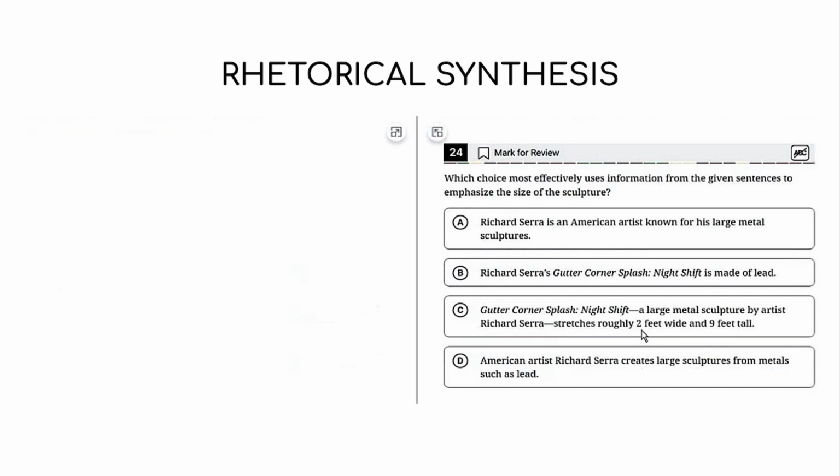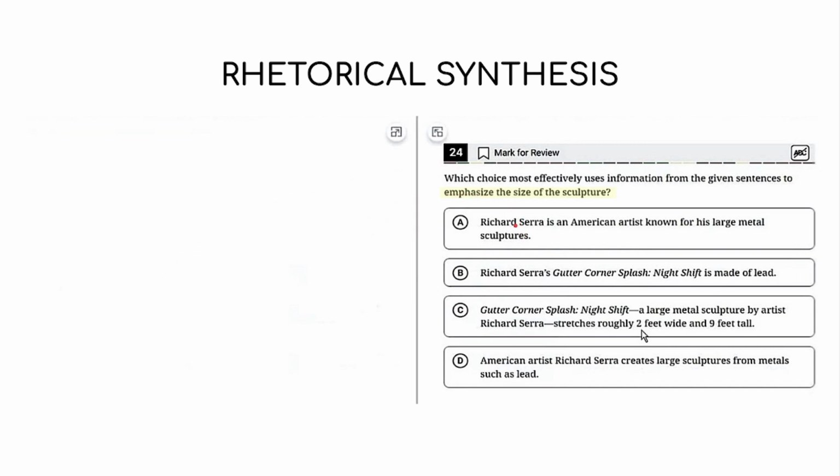Next thing you're gonna do, move on to the question, and you're gonna have to find the task. So in punctuation, you knew every single question, you just have to find the grammatical error. This time, you actually have to find out what the question is asking you. In this case, it's going to be emphasizing the size of the sculpture. So let's go through these answer choices and see which one emphasizes the size of the sculpture.